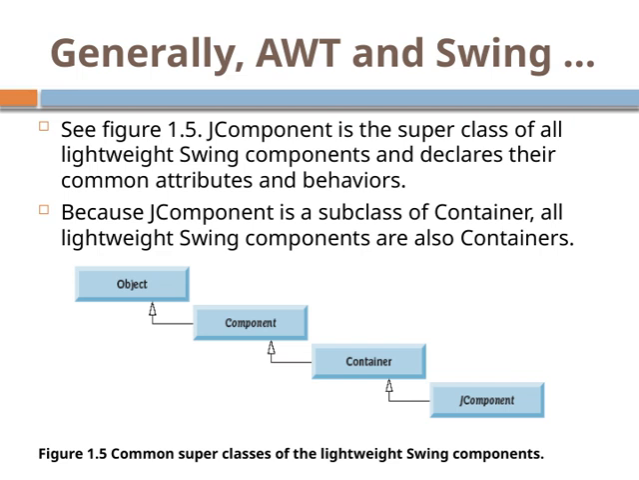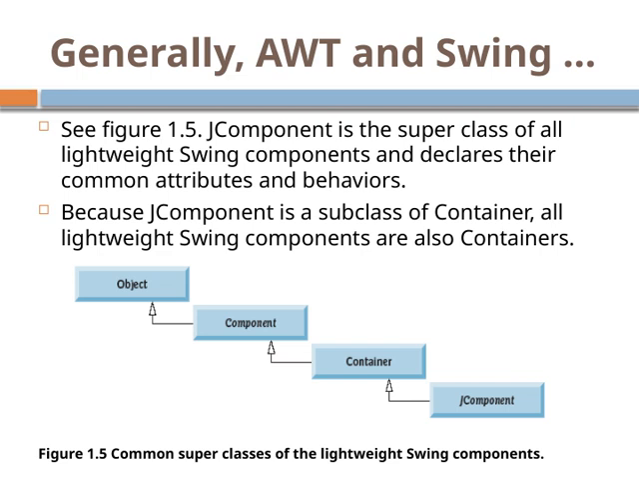Now, if we look at Figure 1.5, we see how these components are organized in the class hierarchy. Central to this structure is the JComponent class. It acts as the superclass for all lightweight Swing components, meaning that it declares the common attributes and behaviors shared across these components. Because JComponent is a subclass of Container, it also inherits the ability to hold other components. This makes all lightweight Swing components not only visual elements, but also containers that can organize other components inside them.